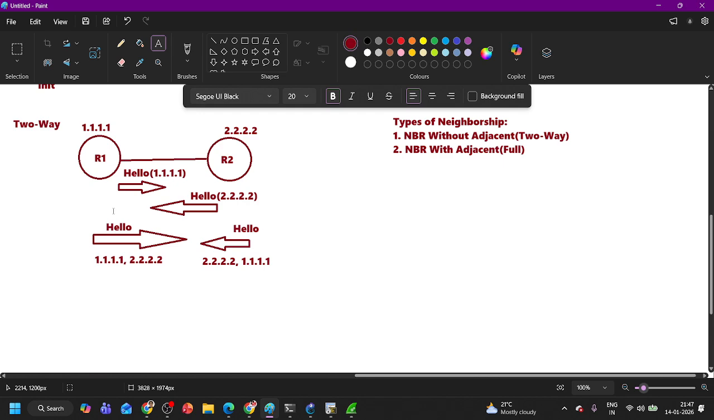Two-way. So in two-way state, what happens? In this state, bidirectional connectivity checks happen, right? The router checks bidirectional connectivity. At the same time, DR and BDR election happens in this state. Because for DR and BDR election, whatever information and parameters are required, those are already exchanged in these hello messages. So DR and BDR election will happen in this state.